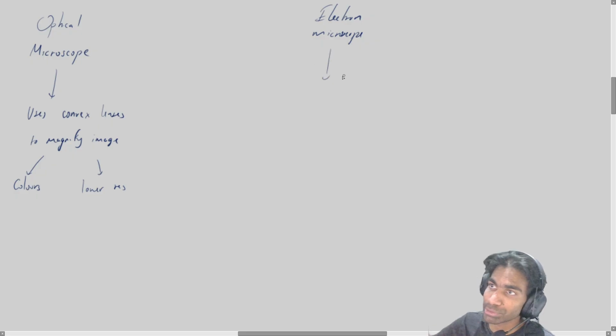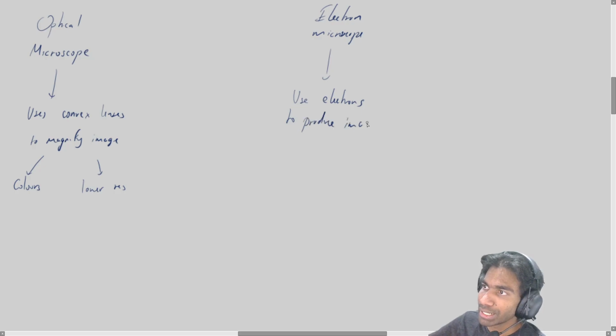Again, electron microscopes use electrons to produce an image. The benefit of this is that it produces a higher resolution image. However, the image is going to be monochrome. The other downside as well is that this will most certainly kill the organism.